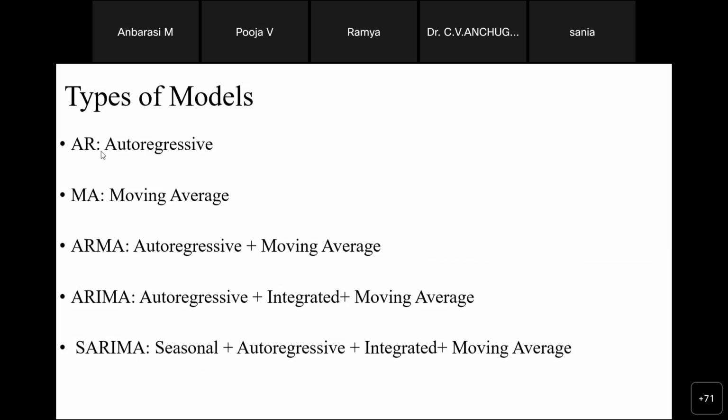Next, we are going to see the different types of models. The first one is the autoregression model, then the moving average model, and the autoregression moving average model. After that, the autoregressive integrated moving average model, which is the most well-known model in time series analysis. And then the seasonal autoregressive integrated moving average model. So these are all the models we are going to discuss in this session.